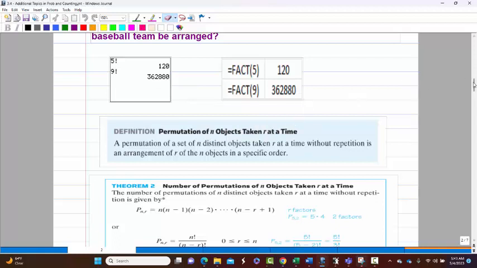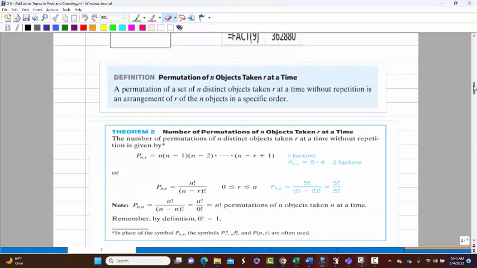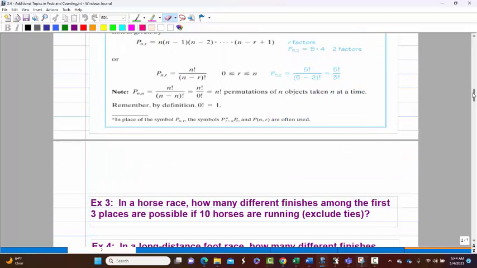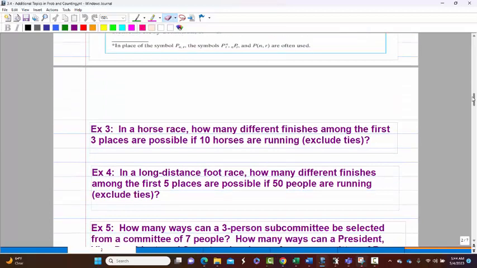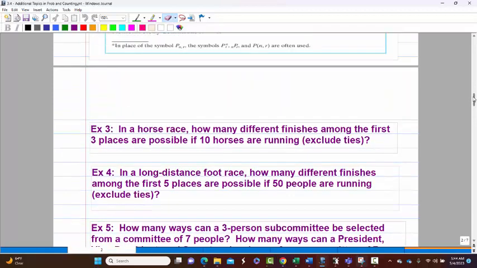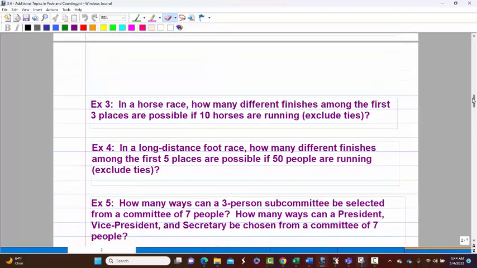Now, the definition of permutation of n objects taken r at a time. You can kind of skip all this formula business because you're either going to be using the calculator or Excel, so we don't have to worry about that. But let's just talk about how we look at problems and know if it's going to be a permutation or that sort of thing, especially once we learn the next one called combination. Let's see. I guess I have the work down here, and I may put these in the calculator.